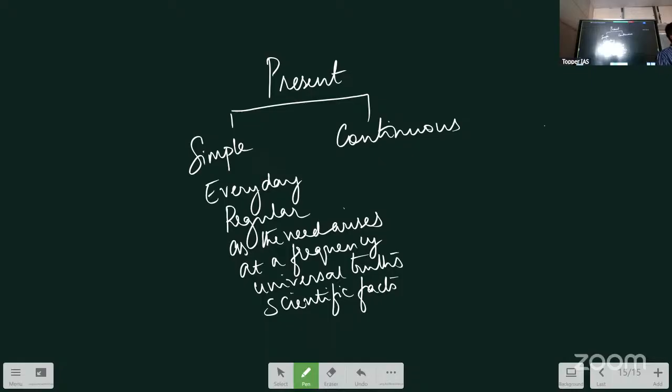For example, if I say, I go to a temple every Thursday, which means if I go this Thursday, I will repeat the same action next Thursday. So from this Thursday to next Thursday, there is a time gap. An action which repeats again and again after a time interval is called at a frequency.